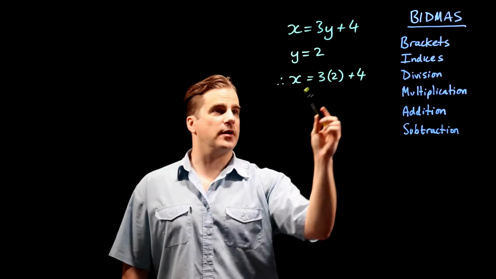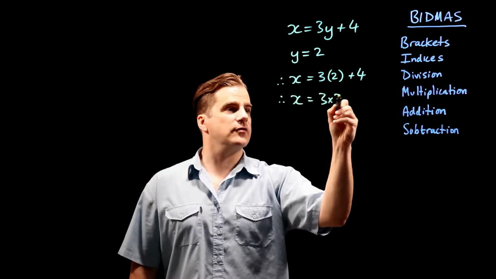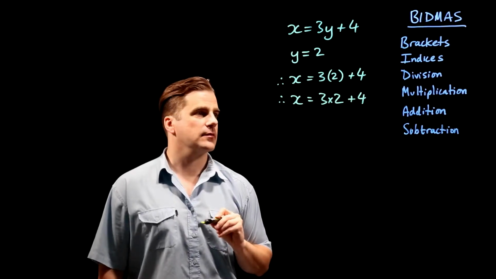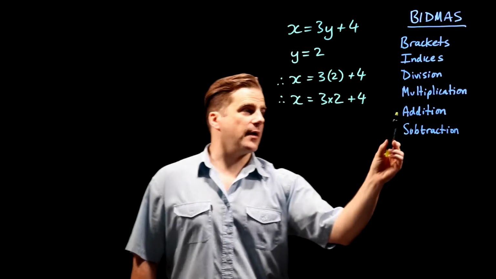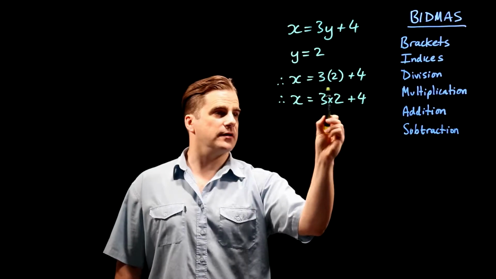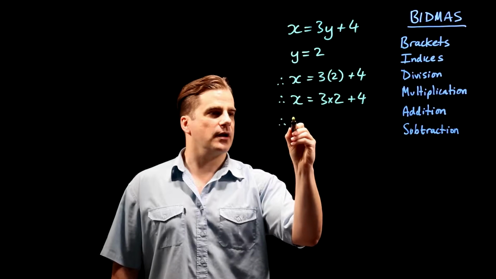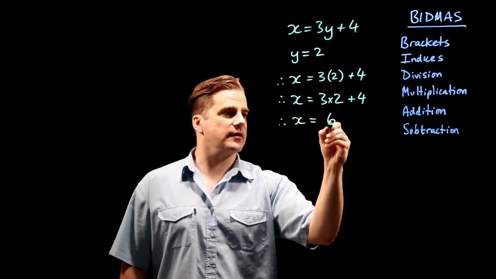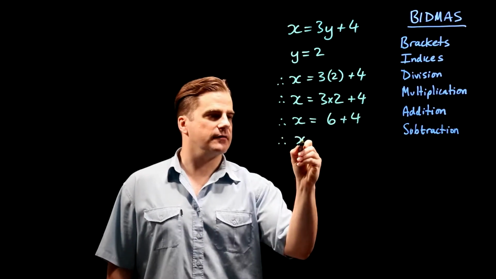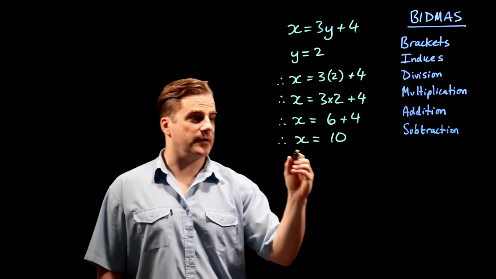It's 3 times 2 plus 4. In fact, I'll write it like that. X is equal to 3 times 2 plus 4. So because of BIDMAS, the multiplication beats the addition. So we have to do that first and then add the 4. So therefore, x is 3 times 2 is 6 and then add the 4. So therefore, x is 10. And that's why BIDMAS is important.